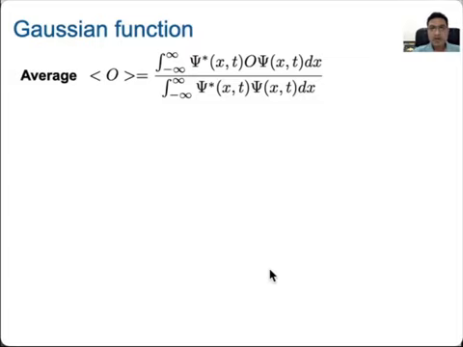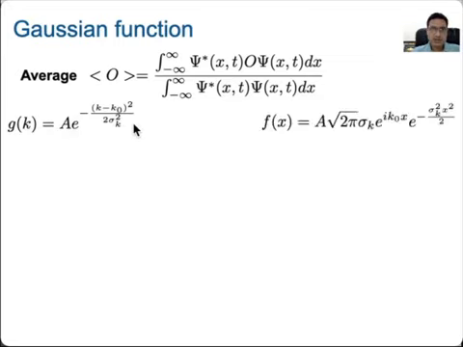Okay, so now here is another important definition. Let's say you have some quantity O and you want to compute the average of this quantity with respect to a distribution function. So it is defined as the average of this O as psi star O psi divided by the normalization of this thing. Okay, so now this is my G of k, in terms of what you have seen in the case of the wave packet, and this was its Fourier transform.